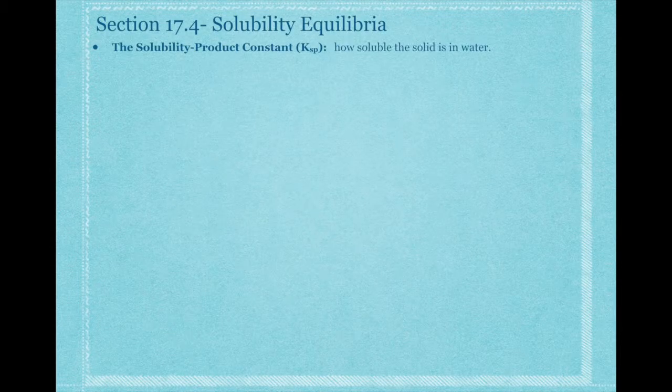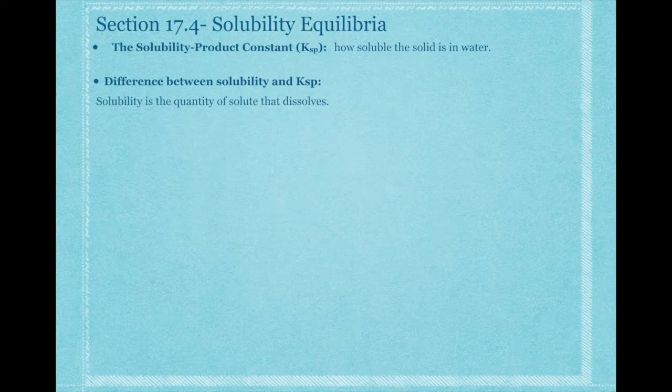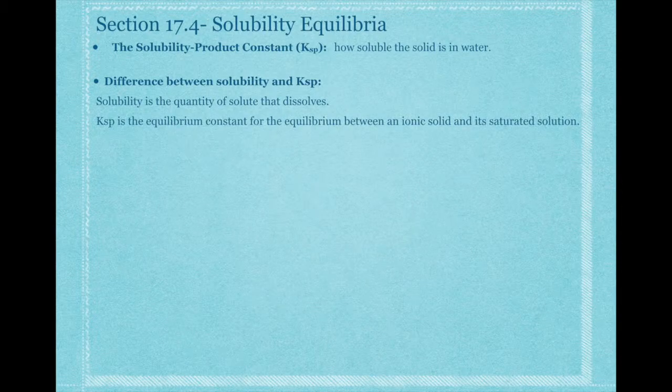Now, your KSP simply tells you how soluble the solid is in water. So the larger your KSP, the more soluble the solid is in water, because remember, if your KSP is large, that means your products are favored. We have to distinguish between solubility and KSP because they are not the same thing. Solubility is simply the quantity of solute that dissolved in your solvent, while your KSP is the equilibrium constant for the equilibrium between your ionic solid and the saturated solution, meaning those ions that dissociated from the ionic solid.